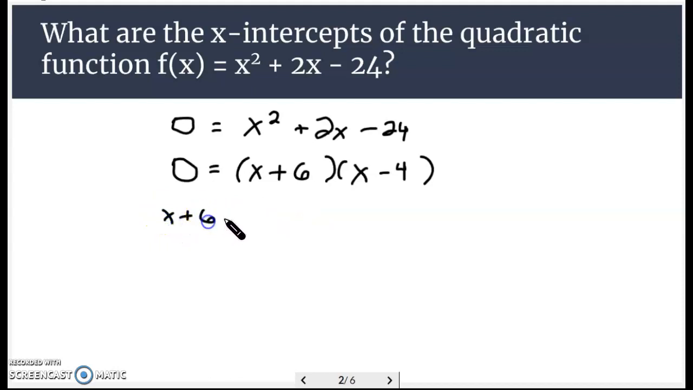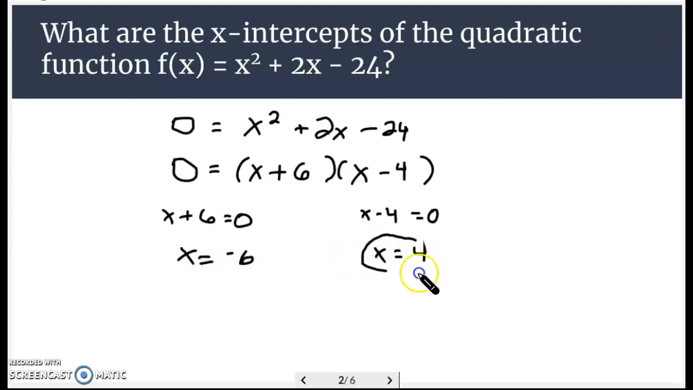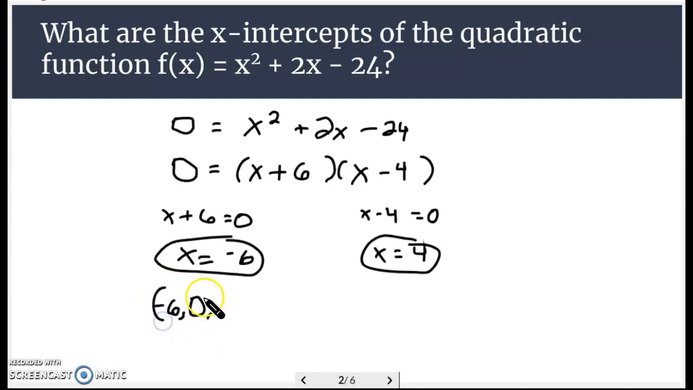Alright, so then we can set up these two little mini equations. X plus 6 equals 0, x minus 4 equals 0. X equals negative 6, and x equals positive 4. So if we're to graph these on the xy plane, you can test this in Desmos too. Just know that the parabola crosses the x-axis at the points negative 6, 0, and 4, 0.